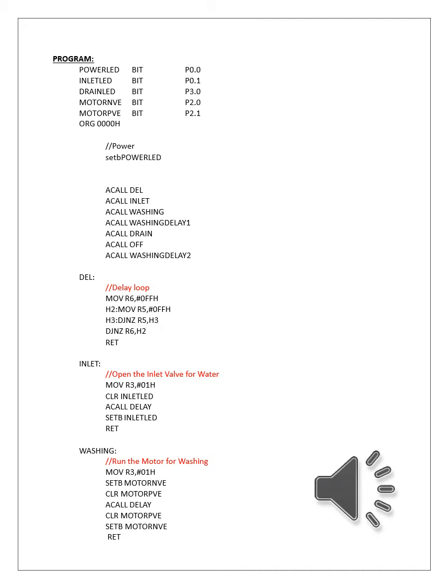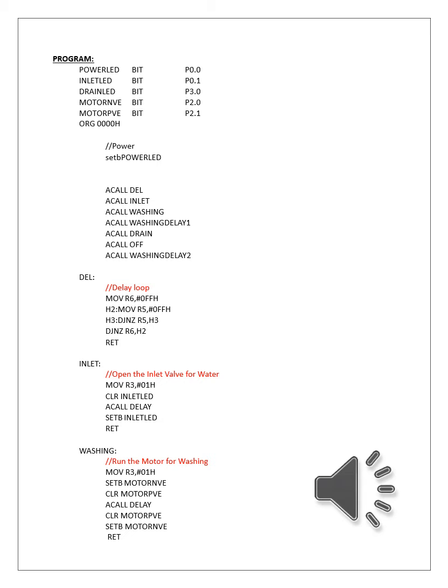So the next is washing. I already told you, we have two kinds of washing: forward 15 seconds and reverse 15 seconds. If I want to reverse and forward the motor, we just change the polarity of the motor. So here also we are going to create the same thing. SETB, CLR. That means port 2.0 is set and port 2.1 is clear, so the motor will rotate in the forward direction.